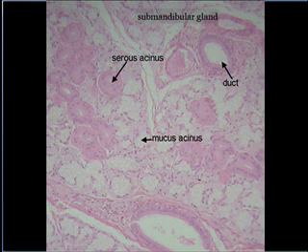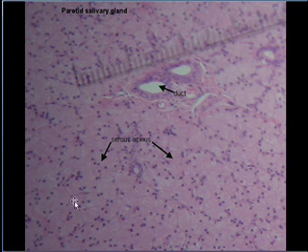Very, very nice slide. And compare this to this one, which is the parotid gland, where you see ducts, but you only see serous acini. You don't see anything looking like light cotton fluff balls. So this is purely serous, whereas the previous one was mixed.